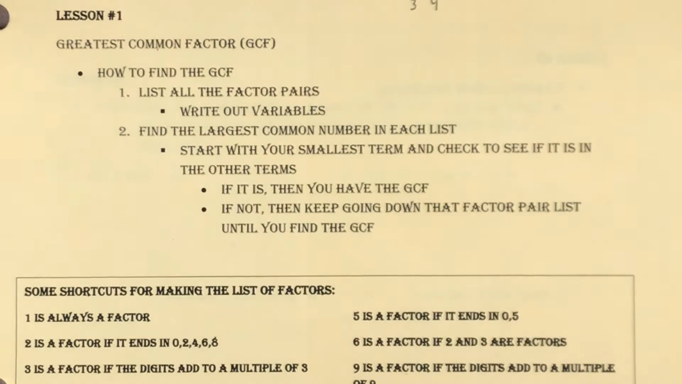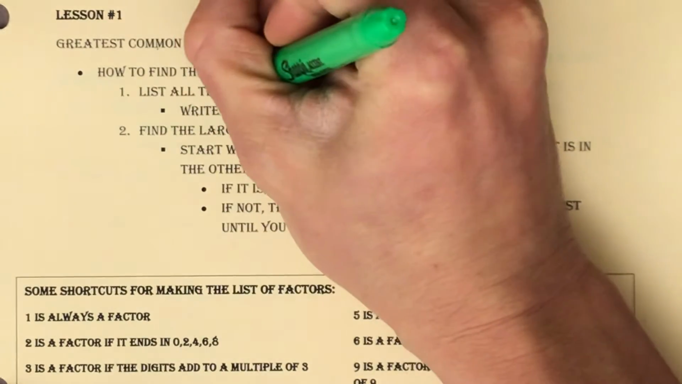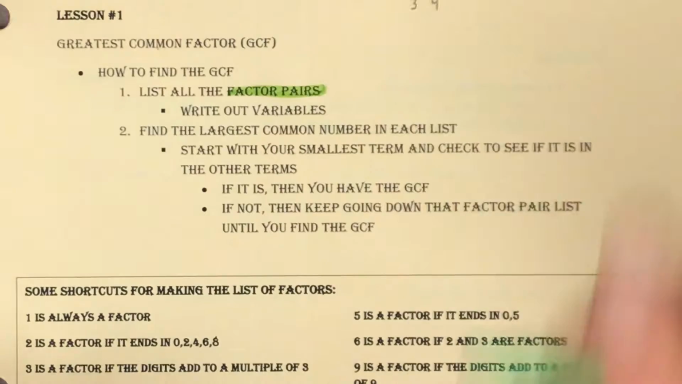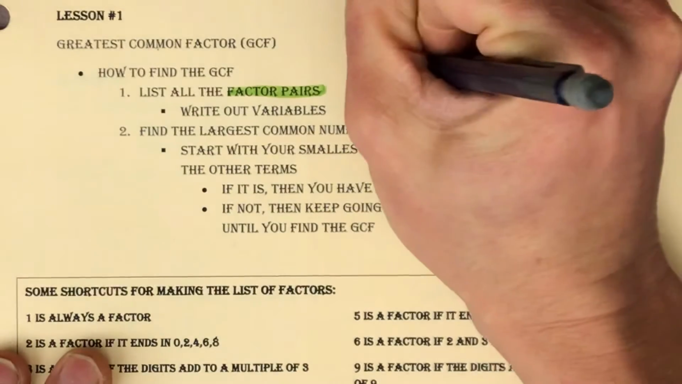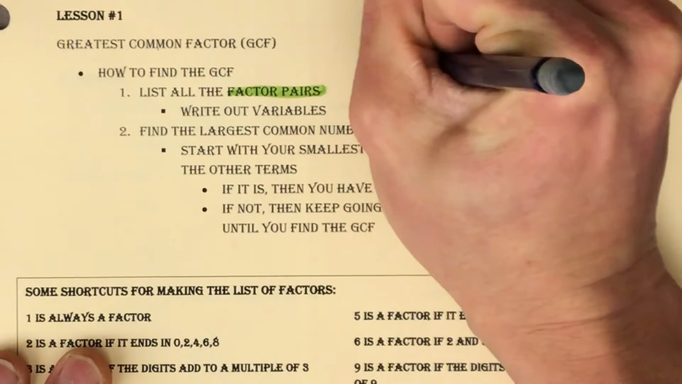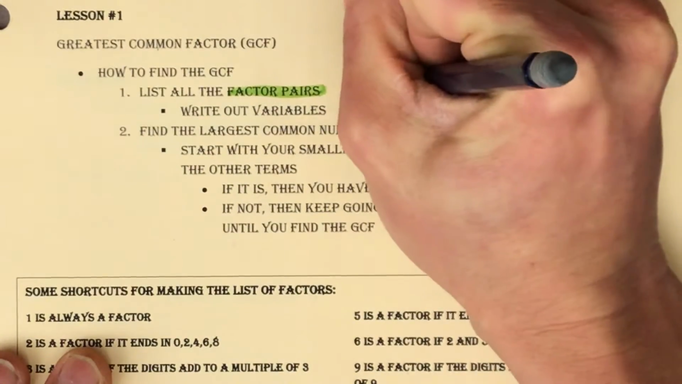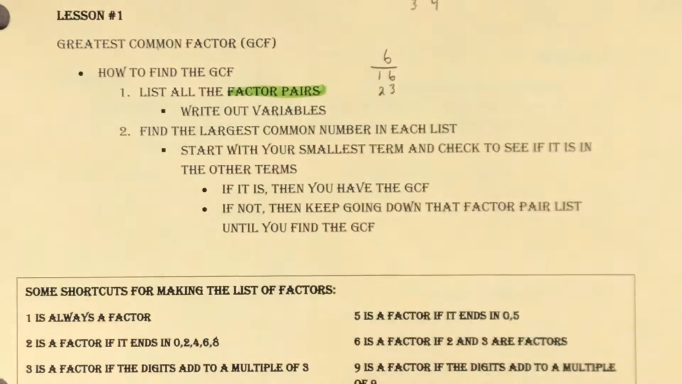So the first thing we're going to do is list all the factor pairs. That's kind of like what we did in our last 2 vocabulary words, where we listed out all those factor pairs. An example of this would be if we had 6, we list out 1 times 6 and 2 times 3. Right? So we're going to list out the factor pairs.